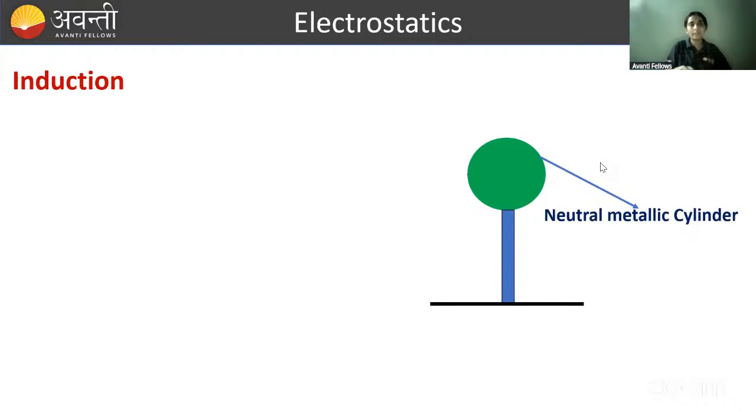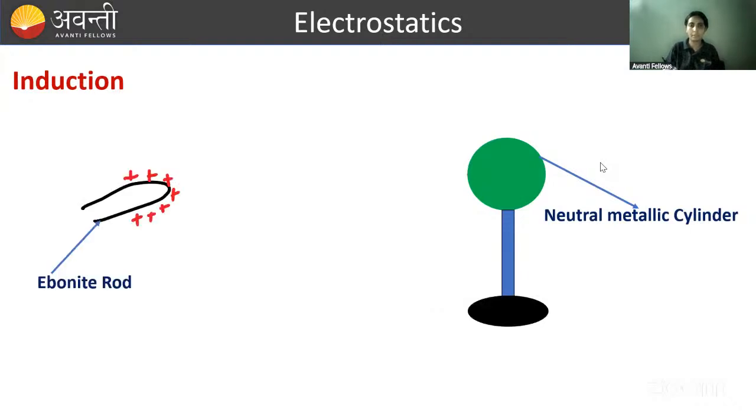Now there is another method that is called induction. Okay, so how do we charge things through induction? Let's have a look over it. So this is a neutral metallic cylinder and this is an ebonite rod which has charge on itself. Now what we are doing is, when you are bringing them in an electric field, then the electric field will allow charge to move, है ना?